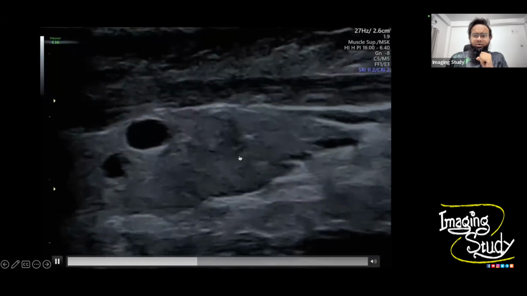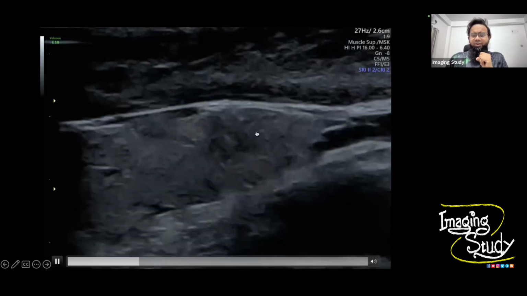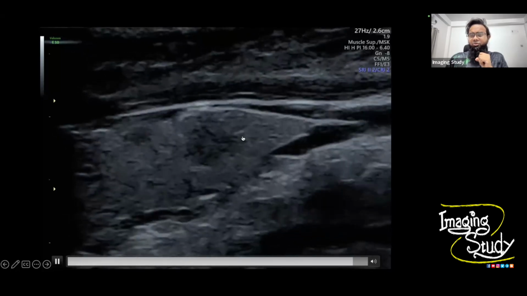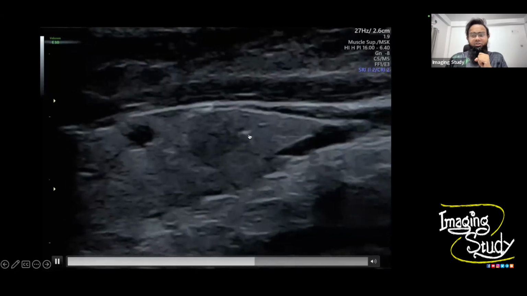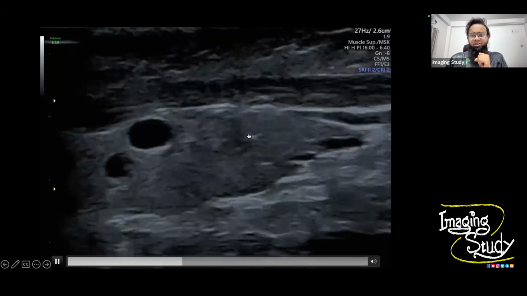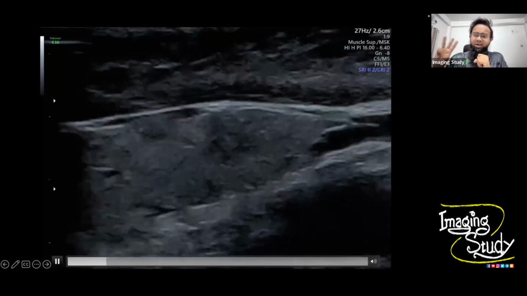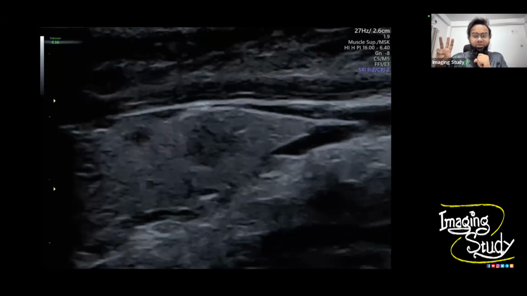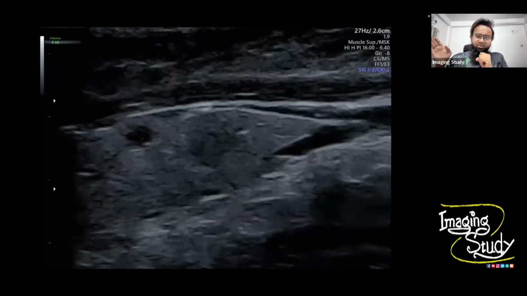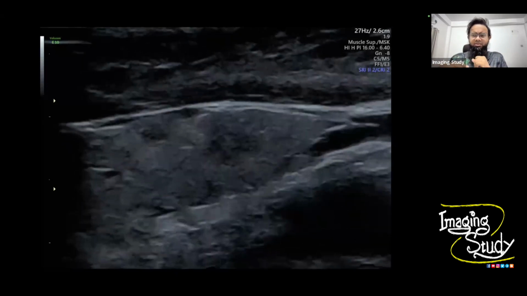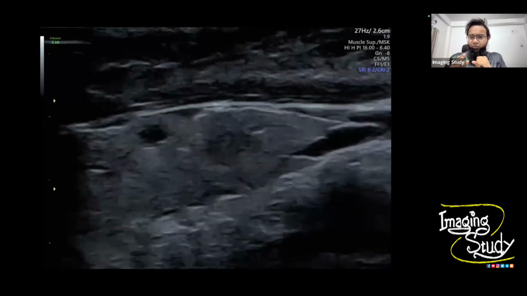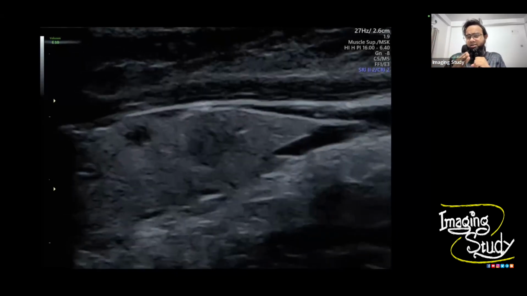This one is quite irregular. You can see some tiny bits of calcification, that is the punctate echogenic calcification over here, which is a very notorious finding. Whenever you see a hypoechoic solid nodule with punctate calcification, it goes for TIRADS 5. Okay, so just check the TIRADS scoring system. It will be TIRADS 5. So this should be the papillary carcinoma.